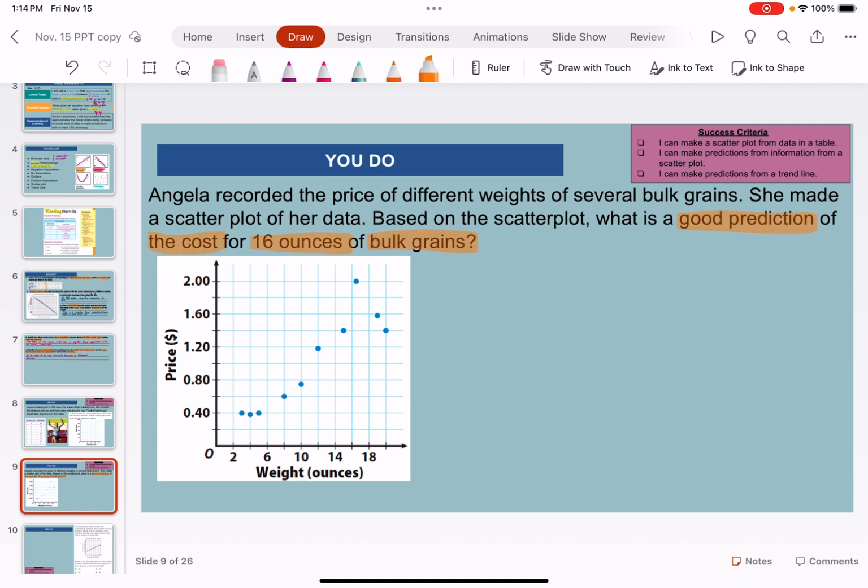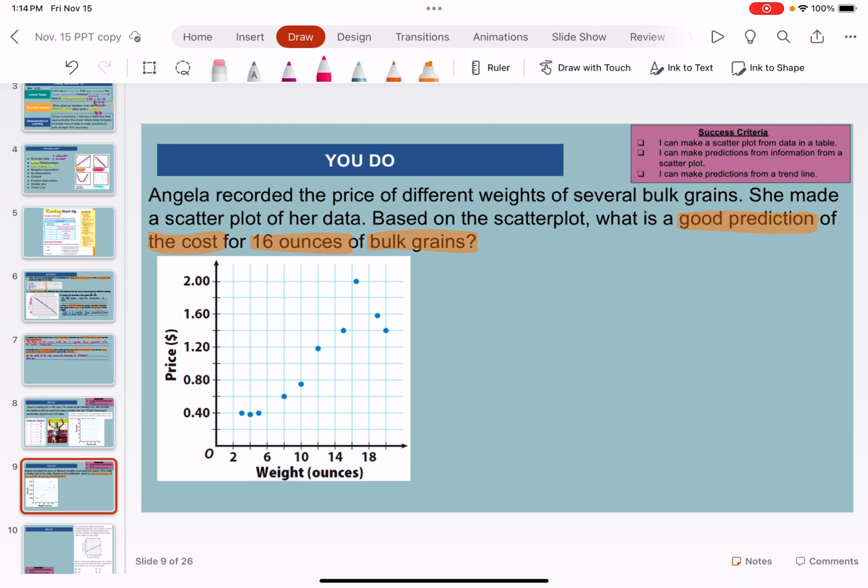Okay, so if we look at this graph, we can see that we're comparing weight in ounces to price in dollars, right? So we have to first start by drawing a trend line, because anytime we are making a prediction on a scatter plot, we need to know what the association is. If it's positive, negative, linear, nonlinear, no association, right?